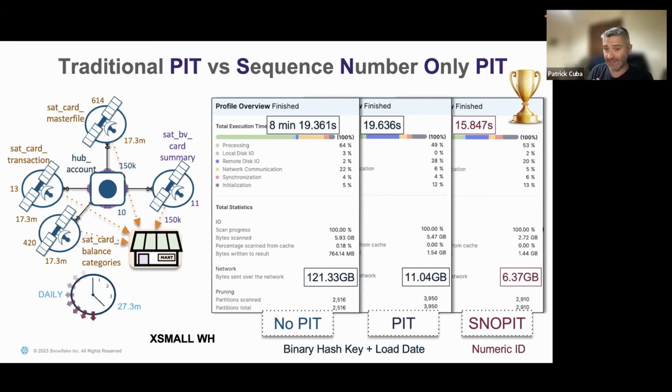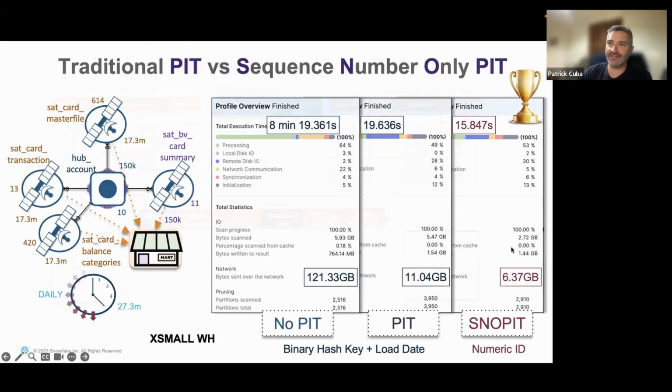When I used a sequence number only PIT, where I'm just using the temporal sequence number from each satellite table to do the join, I shave off even more seconds out of the join, right? And you can notice straight away, one, my micro partition count is less, my scanning is less, my network traffic is less, right?